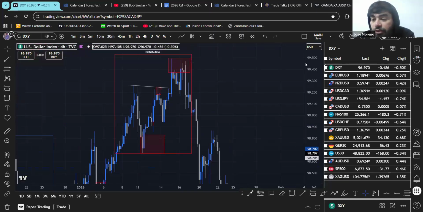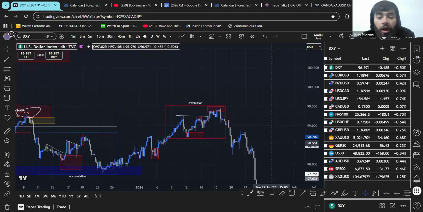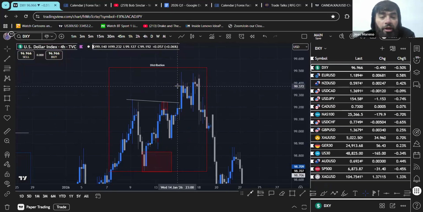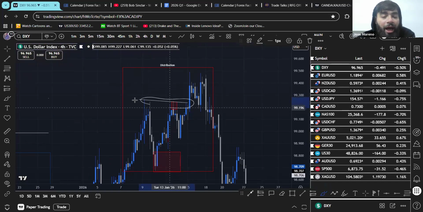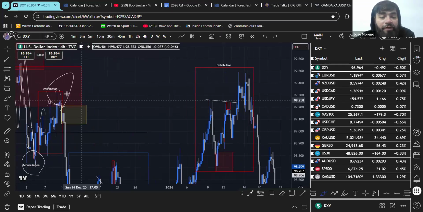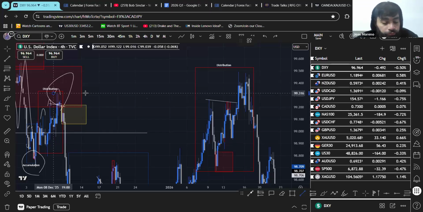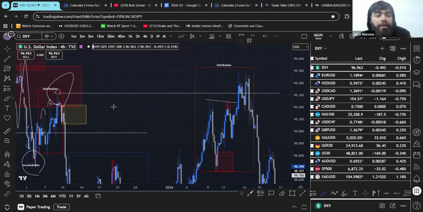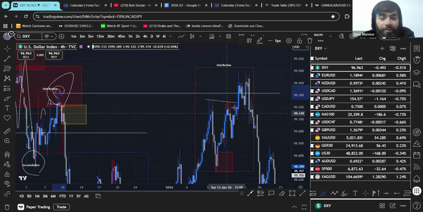What we can really see at the top of this move to the downside is evidence of manipulation. First and foremost, for a while price was holding these highs, creating that resistance. We can also see this significant high, and the market created liquidity just below there.